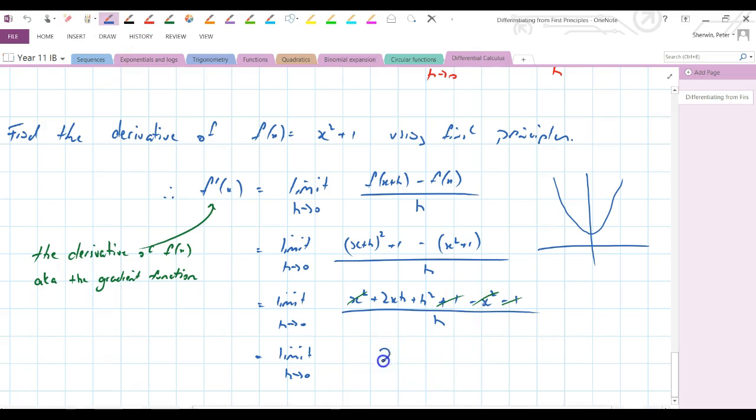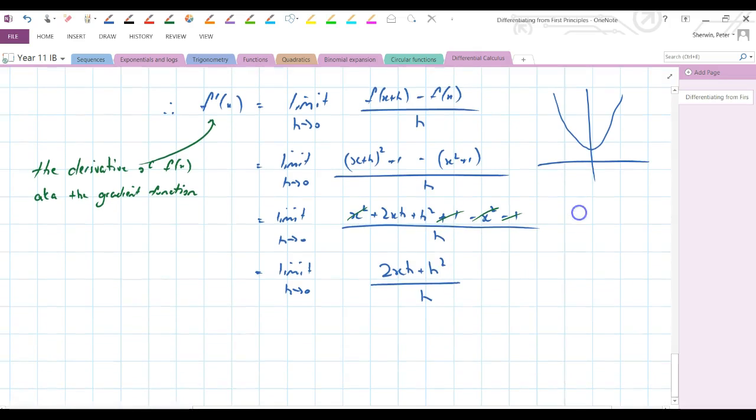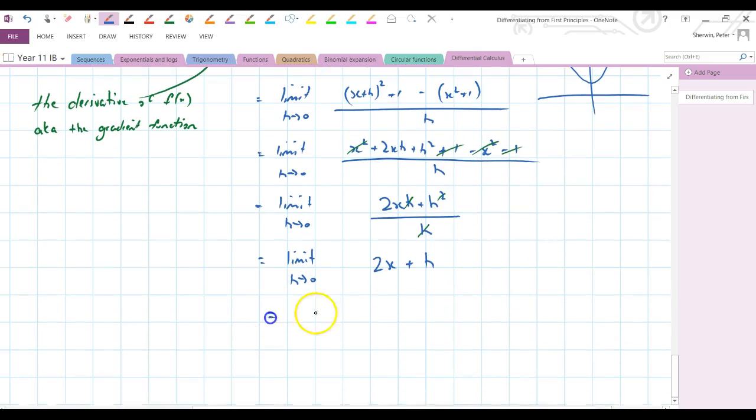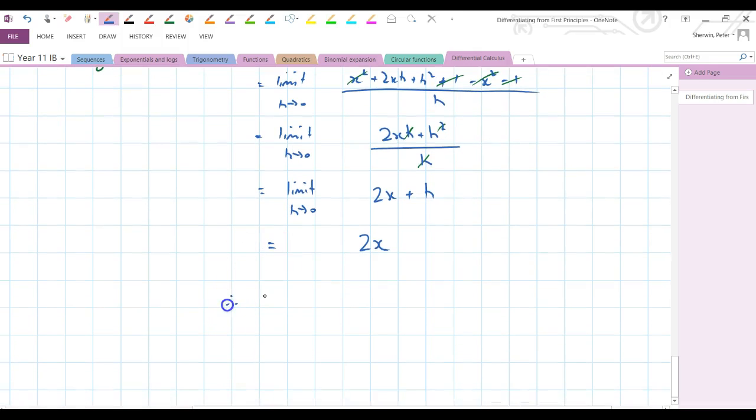So we're left with 2xh plus h squared over h. What I was saying before, we can't put h equals 0 in here yet, because I'd divide by 0. But I can lose my h's there, so I need to write this limit out one more time. I've got 2x plus h in there. My last step is to apply this limit. As h tends to 0, this tends to 2x. So therefore, f dash x equals 2x.